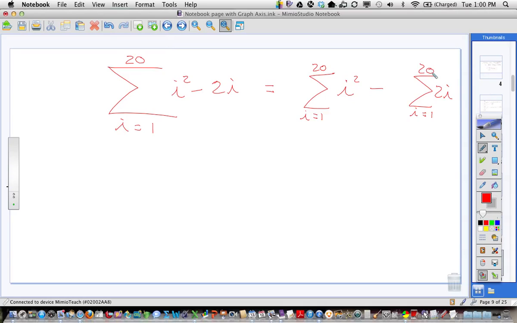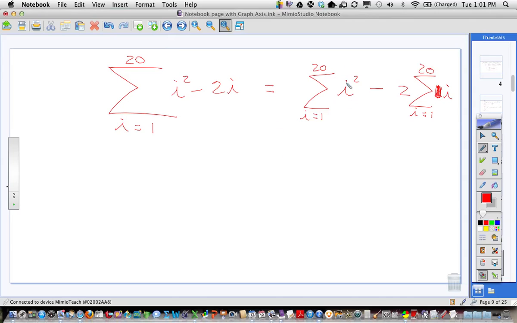Does that look familiar? Just like an integral, right? Just like a derivative. We can split it apart. What do you suppose we can do with that 2 on that second sigma? Bring it out front. Now we can use our formulas. Right? Now we can use our formula.